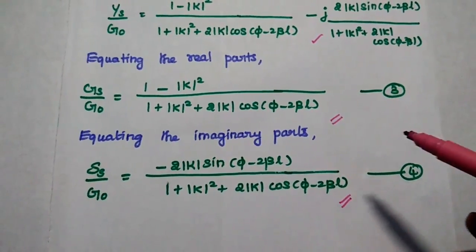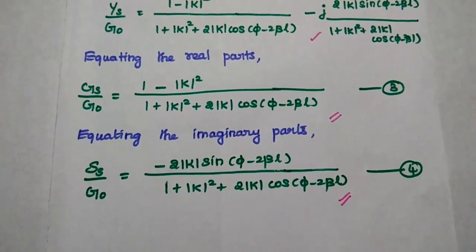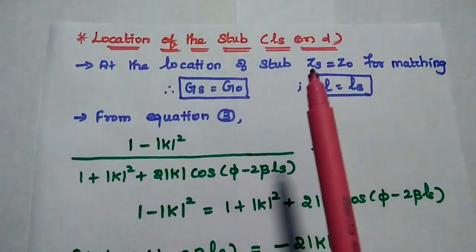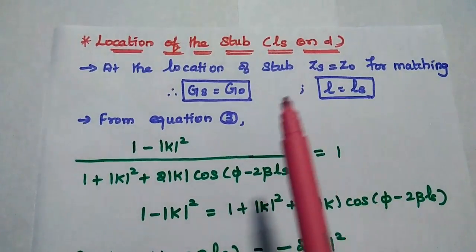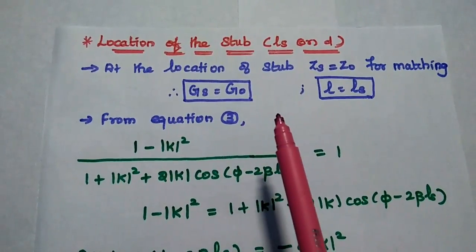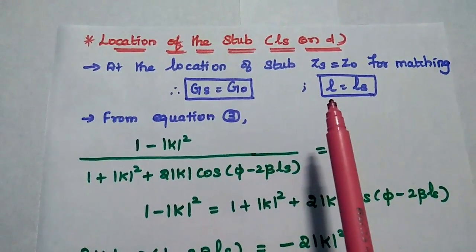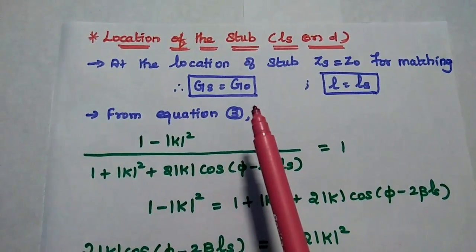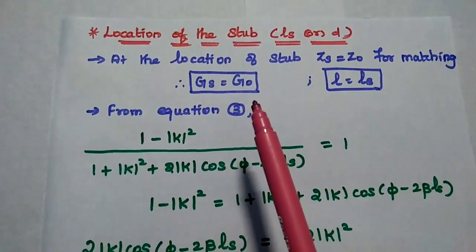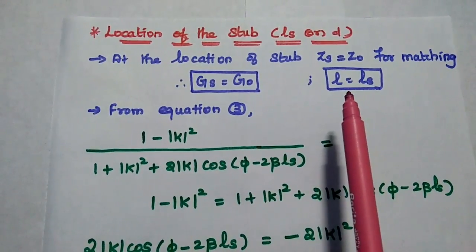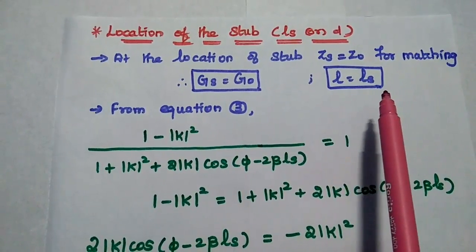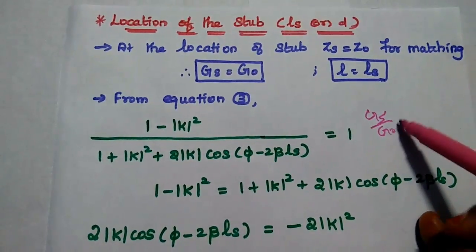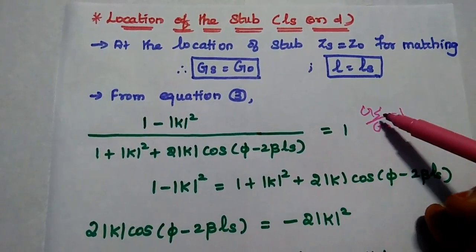From these two equations, we are going to get the location and length of the stub. Okay. Now we are going to find out the location of the stub. It is denoted as Ls or distance D. As we all know, at the location of the stub, the characteristic impedance is equal to the source impedance for matching purpose. So we can say the conductance at source is equal to the characteristic conductance. So here the condition is what? The location is equal to Ls. From the third equation, we can say this Gs by G naught is equal to what now? It is equal to 1 because both are equal.